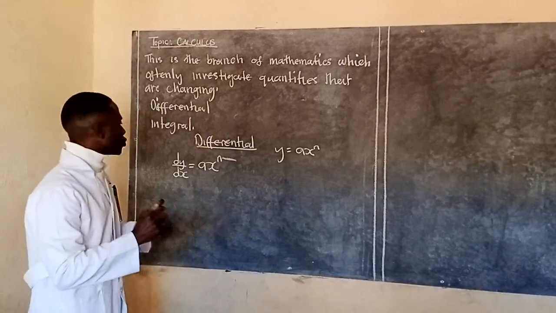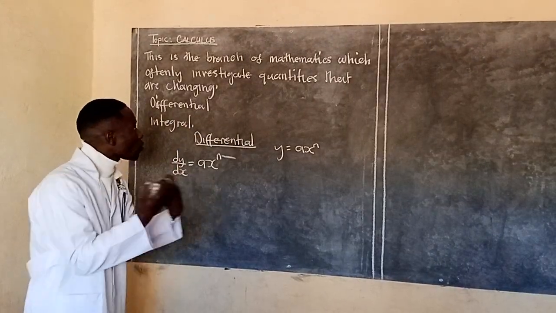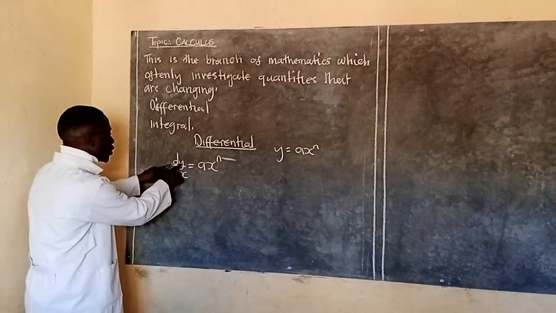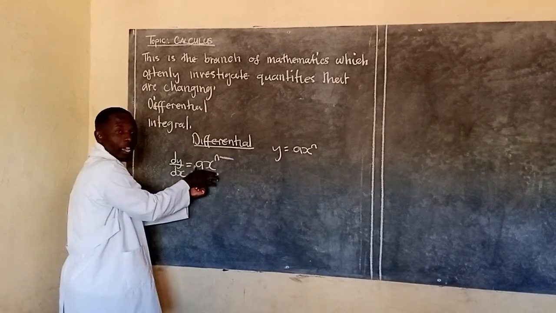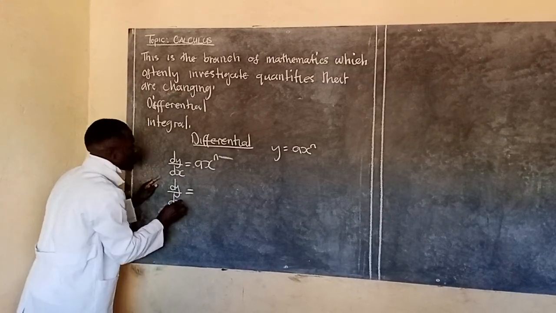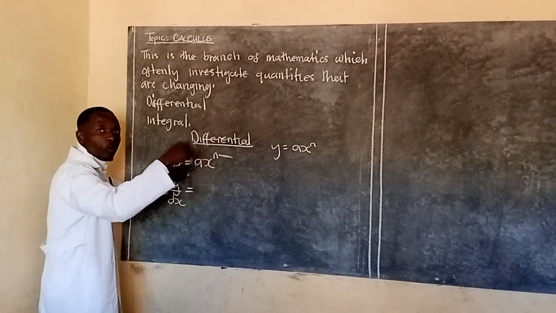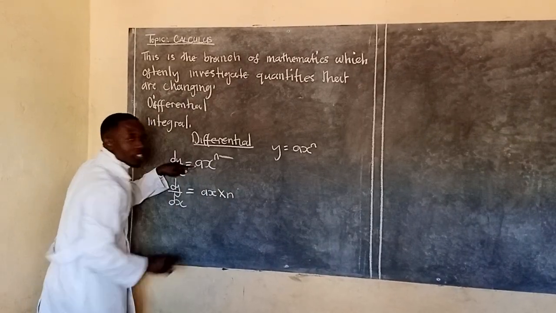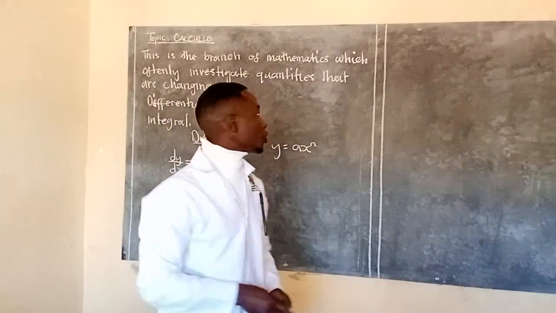Remember we are saying this is the branch of mathematics that often investigates the quantities that are changing. As we're talking about the quantities that are changing, we're saying the change in y and the change in x is equivalent to this expression. The difference in y over the difference in x will give me ax multiplied by n. You don't do power, but you multiply. Then n is reduced by 1. This is the rule under differential calculus.